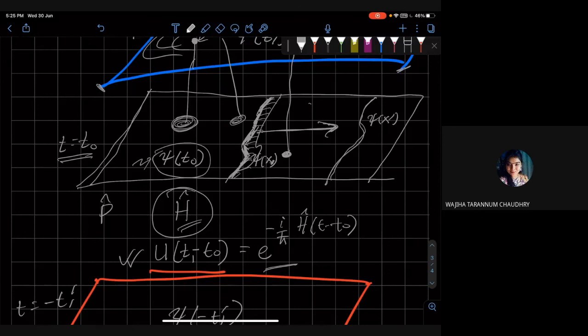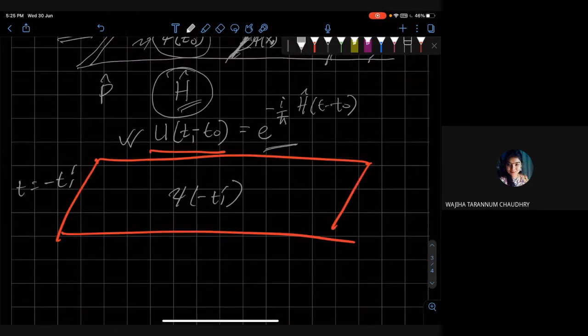So this is basically the same philosophy, whereas the time evolution operator evolves your system in time, the translation operator evolves your system in space. Okay?